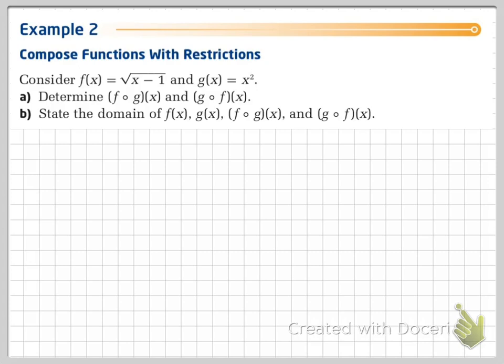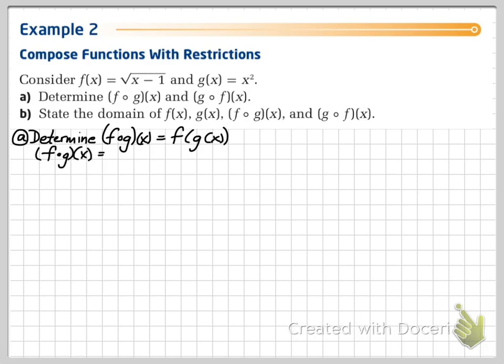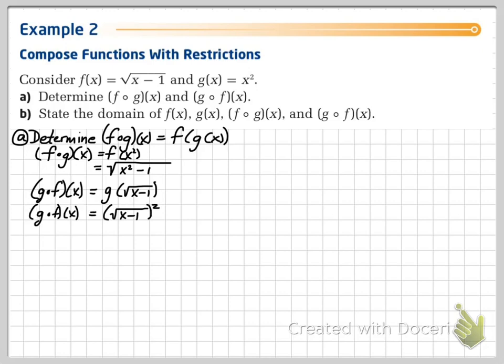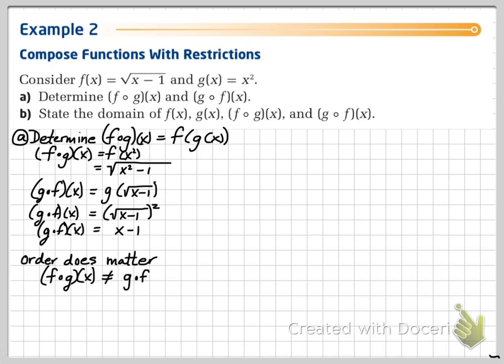In example 2, composite functions with restrictions. Consider f of x is equal to the root of x minus 1, and g of x is x squared. Now determine f of g of x and g of f of x, and state the domain of f, g, f of g of x, and g of f of x. Here we go. A. Determine f of g of x. Well, that means that we first of all have to figure out what g of x is. That's x squared. And then plug it into f of x. So we're going to get the square root of x squared minus 1. G of f of x is the square root of x minus 1, and then we're going to square that, and so then we're just going to get x minus 1. Order does matter, and that's what we're showing you here. F of g of x is definitely not the same as g of f of x.